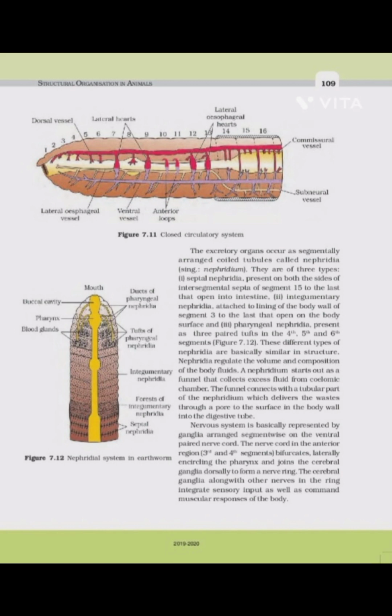Nervous system is basically represented by ganglia arranged segment-wise on the ventral paired nerve cord. The nerve cords in the anterior region, third and fourth segments bifurcates laterally encircling the pharynx and joins the cerebral ganglia dorsally to form a nerve ring. The cerebral ganglia, along with the other nerves in the ring, integrate sensory input as well as command muscular responses of the body.